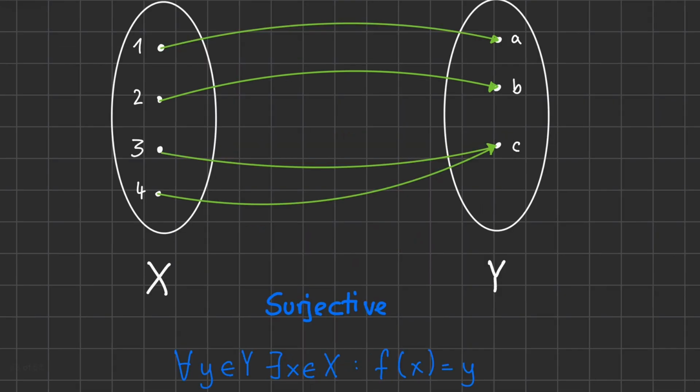Formally, surjective is written like this. So for every single point in our output, there exists an input value which maps to that point. So here we can see for A, that is 1, for B, that is 2, and for C, there is both 3 and 4. We don't care how many map to them, but simply that one exists. So it's fine that 2 of our input elements map to C.